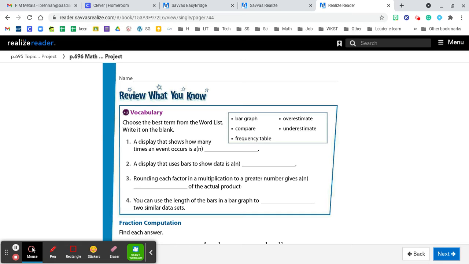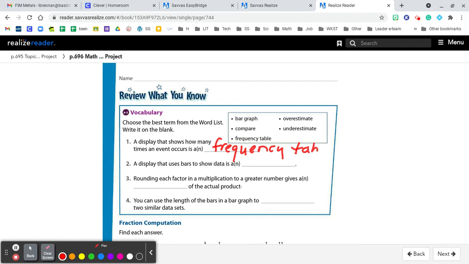A display that shows how many times an event occurs is a frequency table. Frequency means how often. So how many, how often, how frequent something occurs, a frequency table. A display that uses bars to show data is a bar graph.